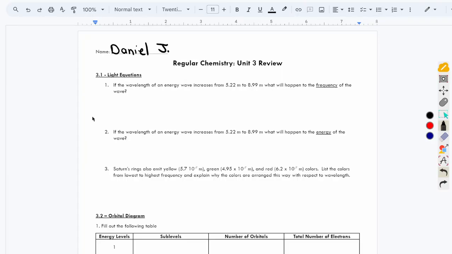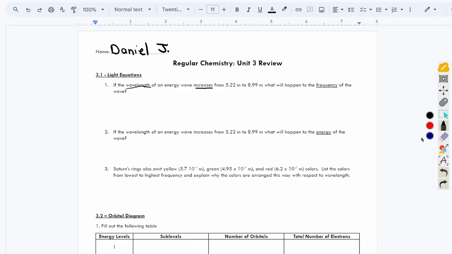So our first three questions here are about light equations. The first one says, if the wavelength of an energy wave increases from 5.22 to 8.99 meters, what will happen to the frequency? So it's asking us about frequency here.